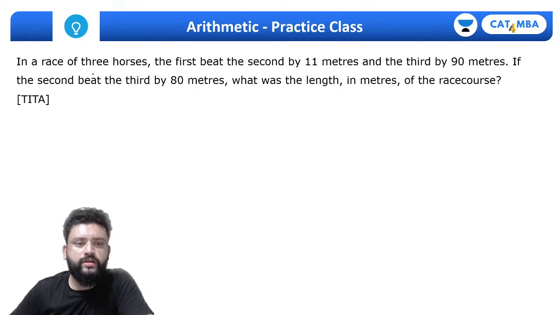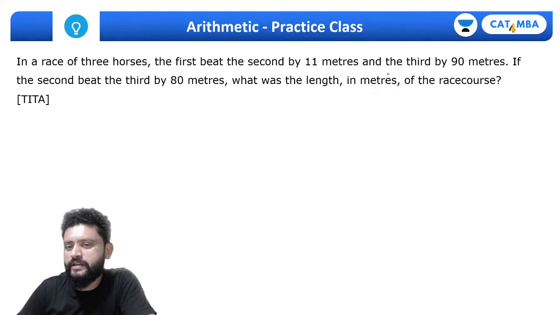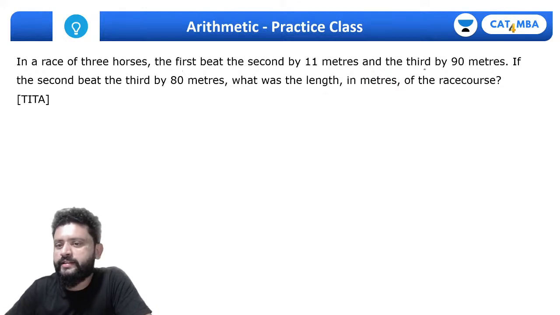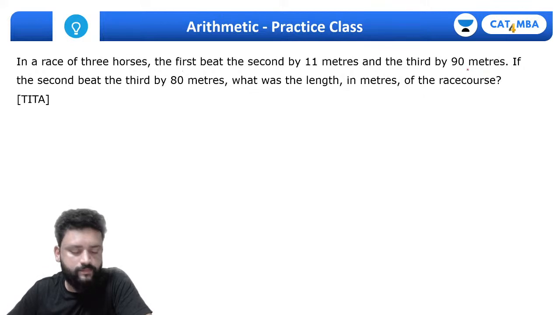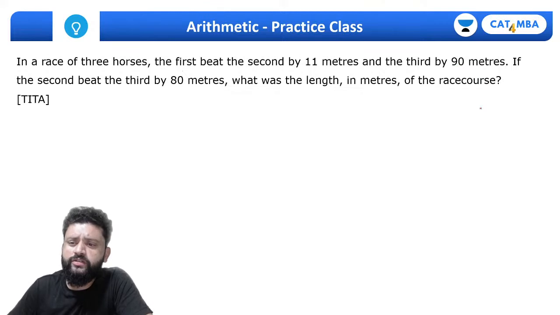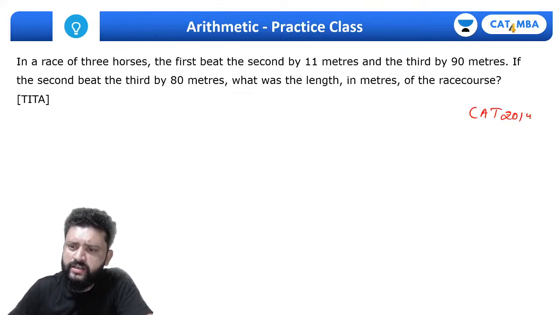In a race of 3 horses, the first beat second by 11 meters and the third by 90 meters. I guess this is the question from CAT 2019 only. ये last year का ही question था.